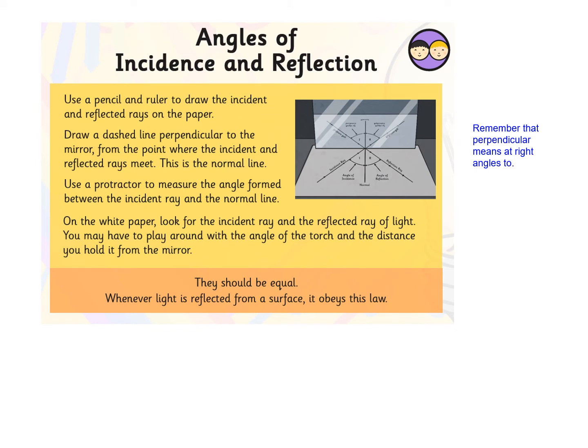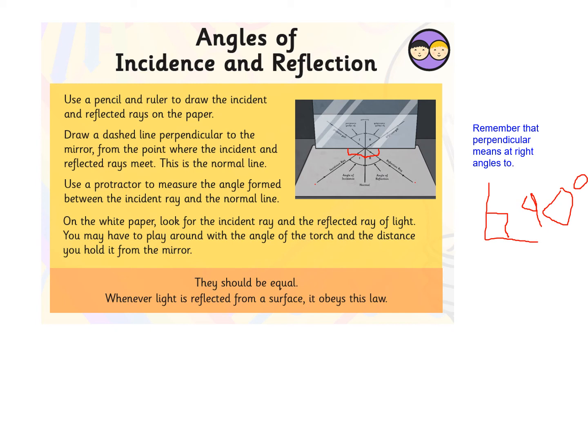Key tip here: perpendicular. Remember, it's a posh word for right angle. Our right angle is our 90-degree angle, just to remind you. To draw your diagram, remember you need a dashed line, which is your normal line, which should create right angles at the mirror, you can see here and here. Then you've got your incident ray and then your reflection ray. Yours might have reflected in a different direction, that's okay.